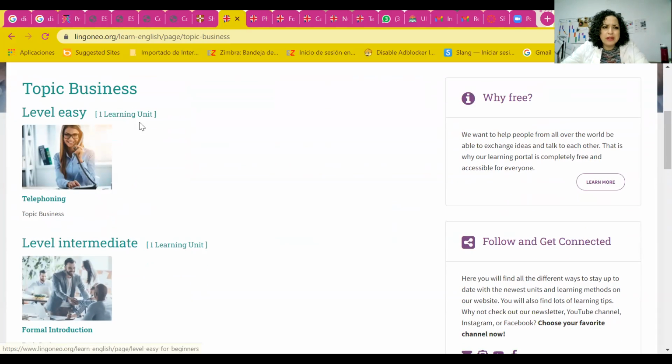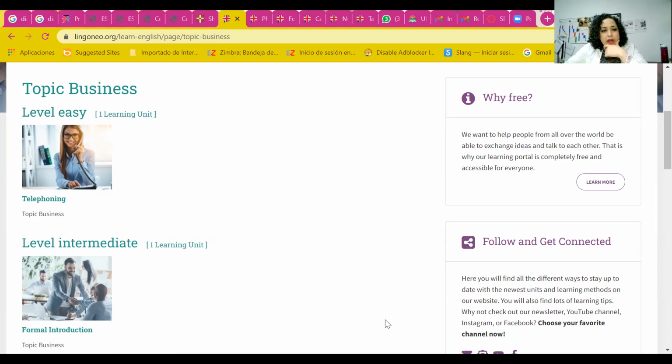They have one from an easy level, which is for telephoning. I already opened that one. We're gonna go back and practice with that one first. You can click on them, listen to it, and answer questions and see if you understood what these two people are saying.